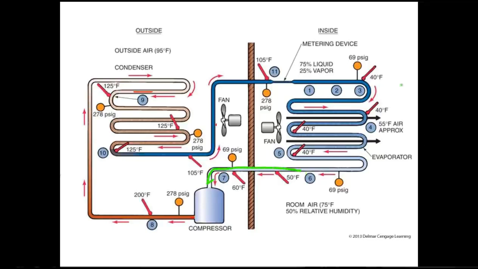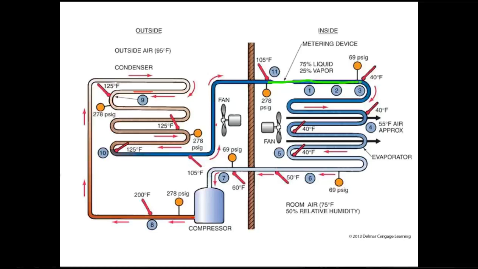So we're going to go through this quickly again. We have a solid column of subcooled refrigerant that hits our metering device. The metering device drops the pressure, which drops the temperature. It changes us into the saturation state, where we have 75% liquid and 25% vapor.